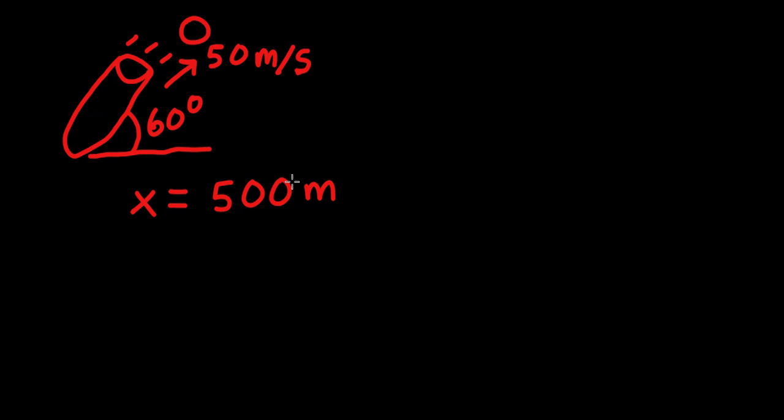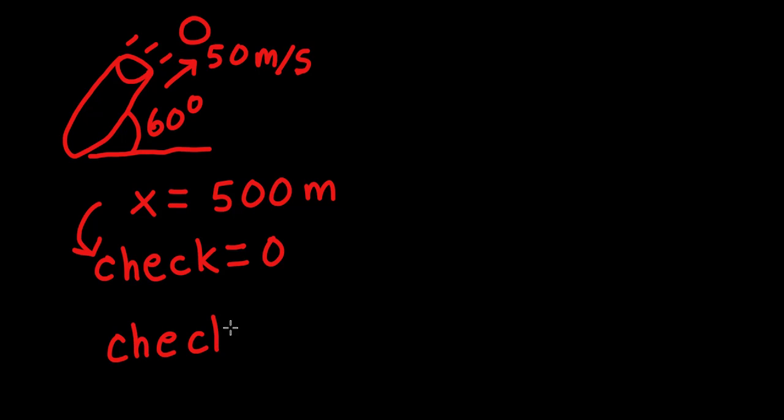Okay, now for this instance, we want our event to occur when x equals 500 meters. That means we want check to equal 0 when x is equal to 500 meters. A clever way to ensure that this occurs is to write this. We can say check equals x not equal to 500.